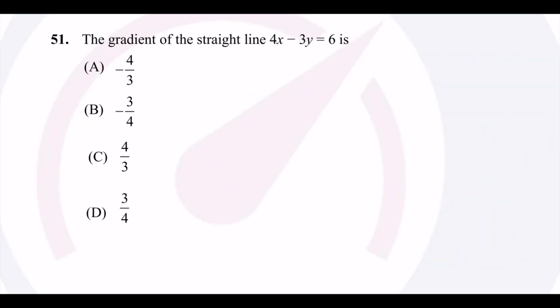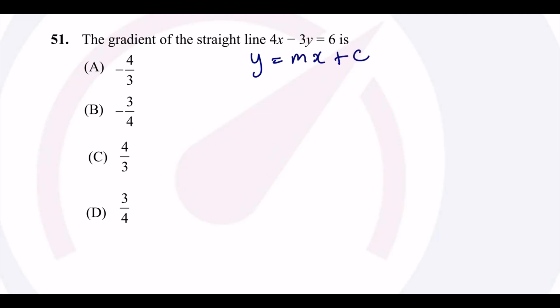Question 51. The gradient of the line 4x minus 3y equals 6. So what it's asking us to do is to transpose the equation into the form y equal mx plus c. I don't know why I write my x so that it looks like that. Let me learn to write properly for 2 seconds. So y is equal to mx plus c.